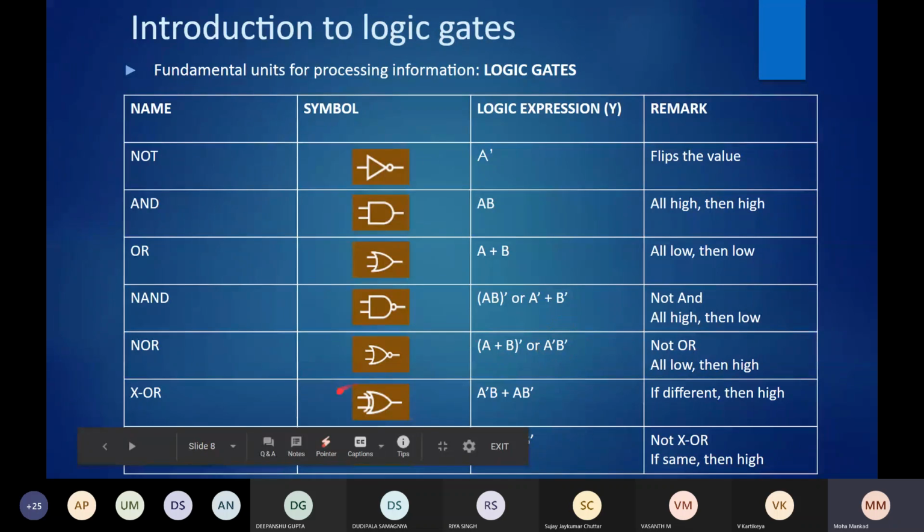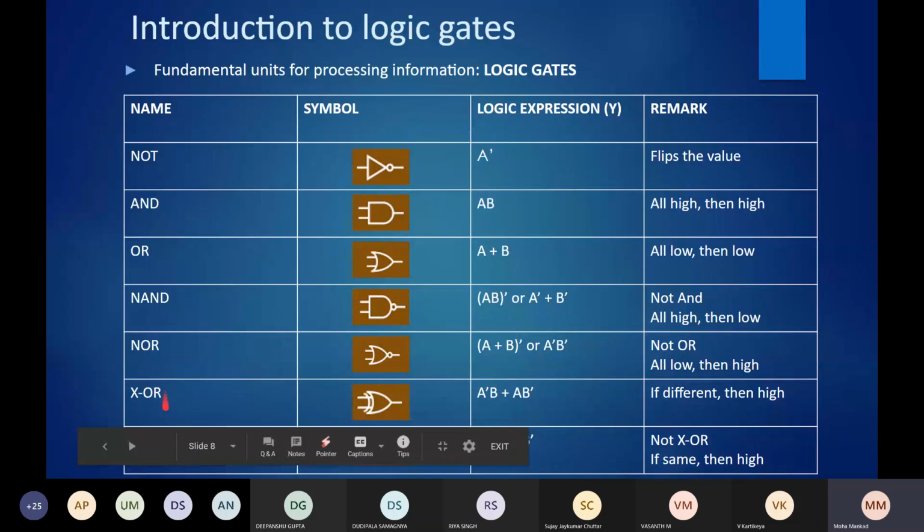This is obviously one thing I forgot to tell. NAND and NOR gates are universal gates. You can get any logic expression or even any other gate using the combination of these two gates. So remember this, these are the universal gates, two universal gates.